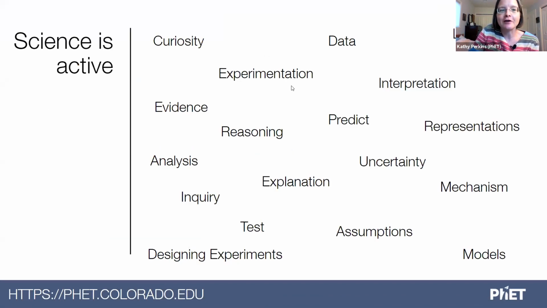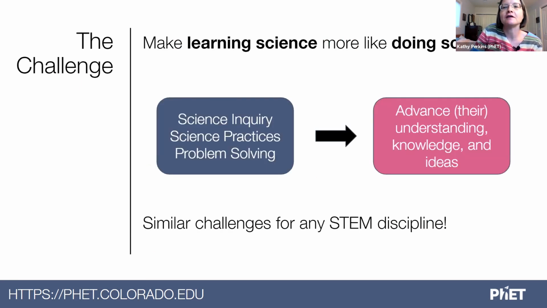So as we know, science is really an active process. It starts with curiosity about the way the world works, and it involves experimentation, interpretation, reasoning. So you really can't teach science very well without getting students involved in these practices and processes.